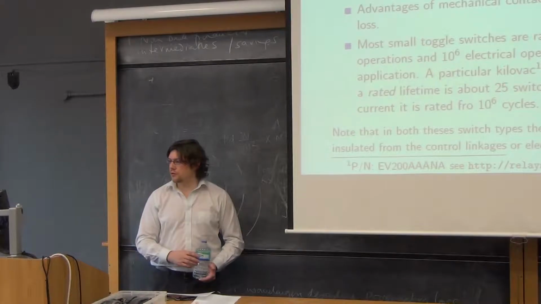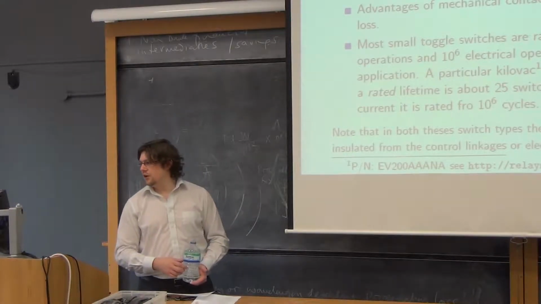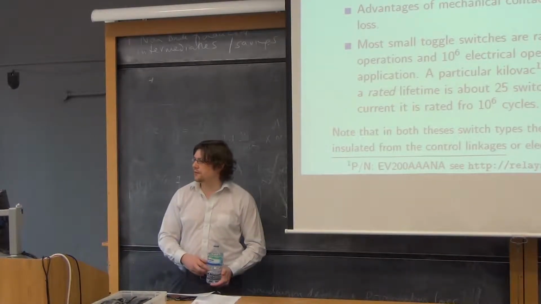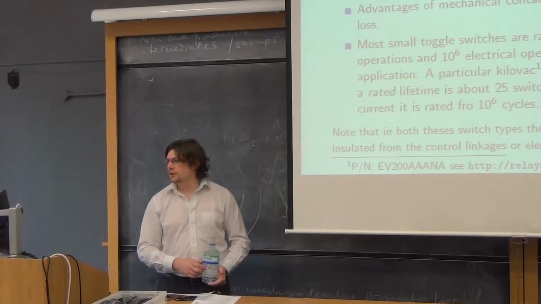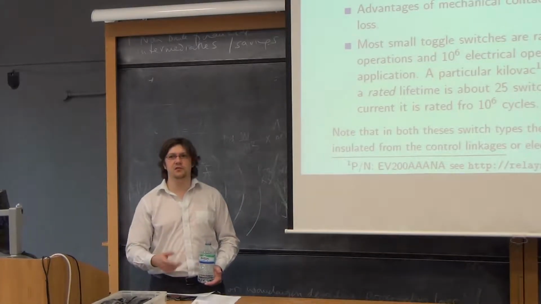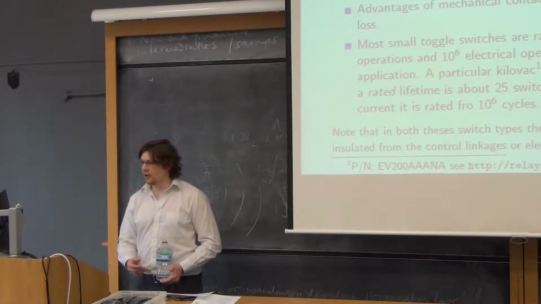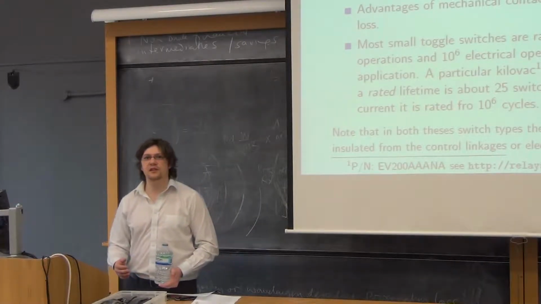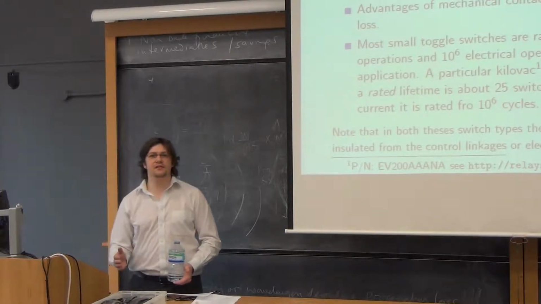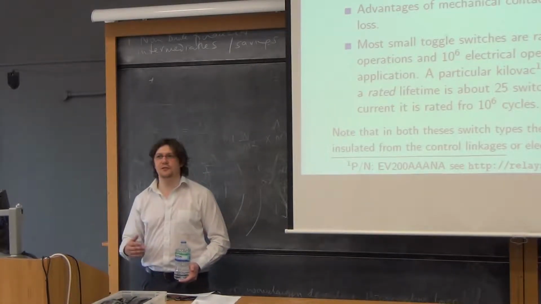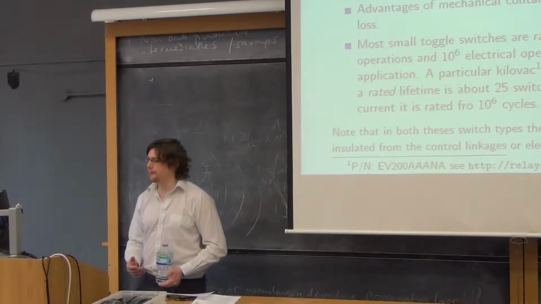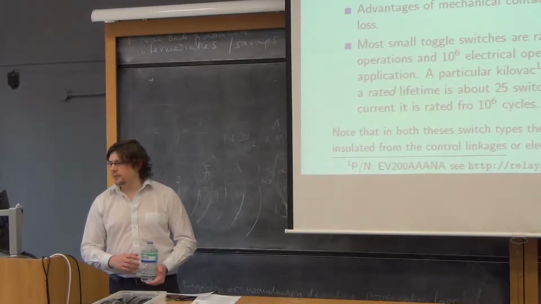But most toggle switches, so these are on-off switches, are rated for about 10 to the 5 mechanical operations. So after about 100,000 switches, you can expect, on average, that it'll die. On the other hand, they can manage 10 to the 6 electrical operations. But that's neither here nor there, because after 100,000 switches, it's going to die anyway. And it also depends on the application.